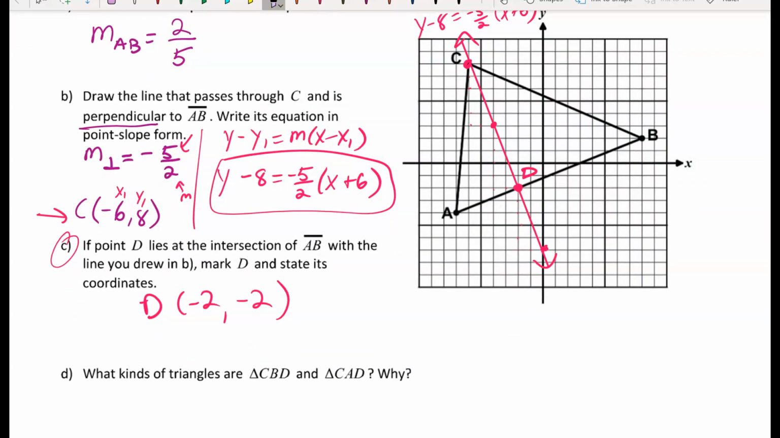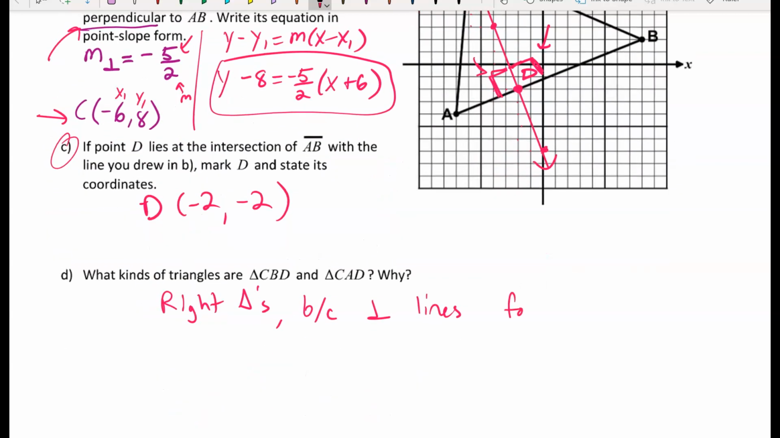So it asks what kind of triangles are CBD and CAD. Well, I don't really know anything about the side lengths. All I know is that I drew a perpendicular line. And remember that perpendicular lines form congruent right angles. So both of those should be congruent right angles over there. So I could say that they're both right triangles, because I know they have a right angle, because perpendicular lines form congruent right angles.